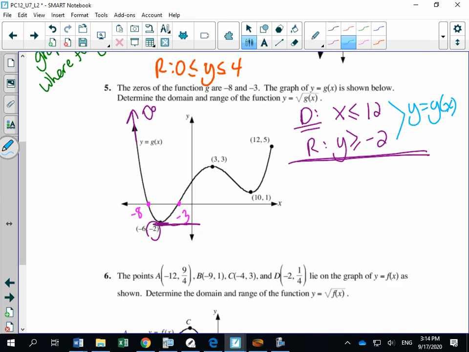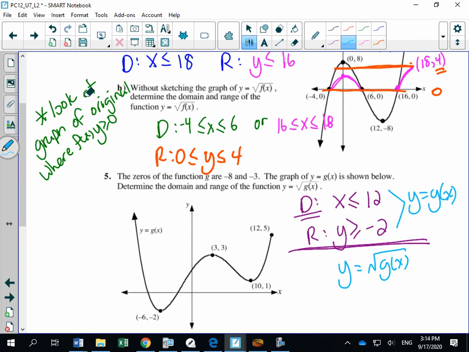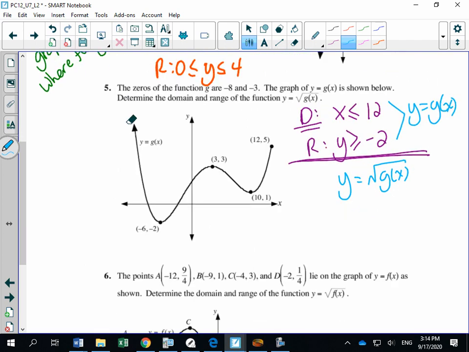All right, let's do our transformed graph, which is the radical of g of x. In order to do the domain, we always want to look at the original graph. So go back here, look at the graph of the original function. Where's that graph bigger than 0? Where are the y values of my graph bigger than 0? Okay, so that was -3. This piece here is bigger than 0. So we're going from -3 to 12.